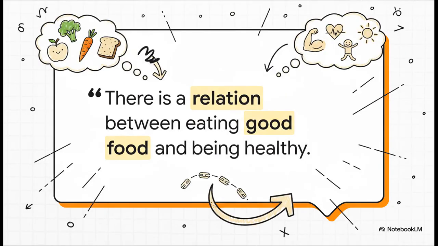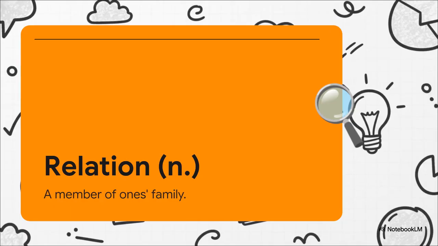And here's a perfect example. This sentence shows a super clear connection, a cause and effect, right? Good food and good health, they have a direct relation. Simple enough. Okay, now for meaning number two, and we're switching gears completely here.